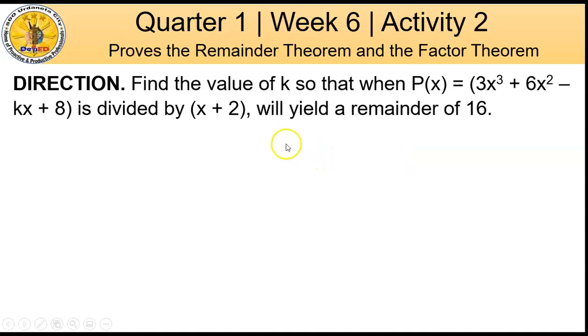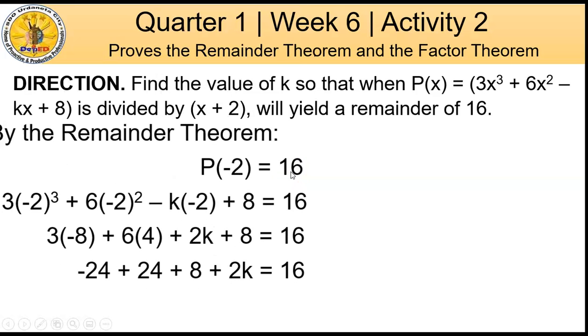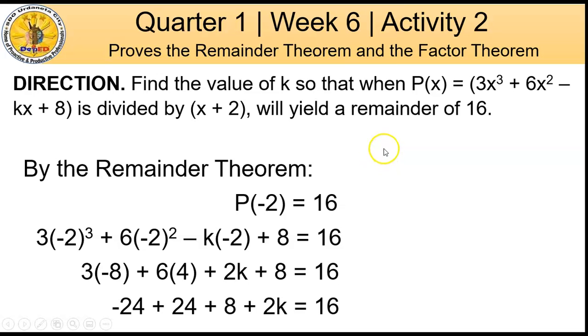For our activity 2, so the direction is find the value of k so that when the polynomial p of x equals 3x cubed plus 6x squared minus kx plus 8 is divided by x plus 2 will yield a remainder of 16. So by the remainder theorem, we have p of negative 2 equals 16. So we have 3 times the quantity negative 2 raised to 3 plus 6 times the quantity negative 2 raised to 2 minus k times the quantity negative 2 plus 8 equals 16.